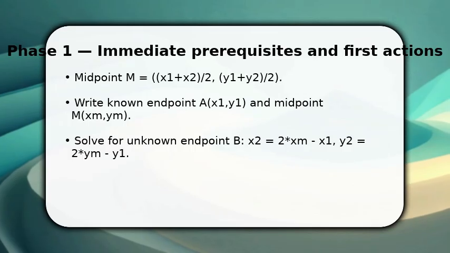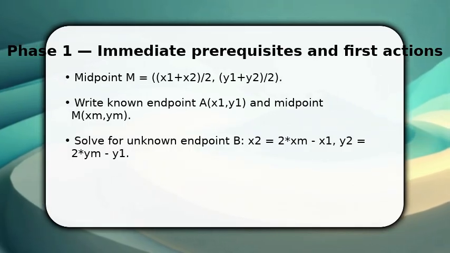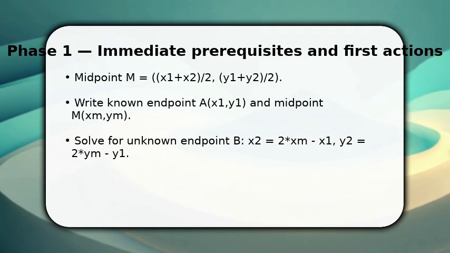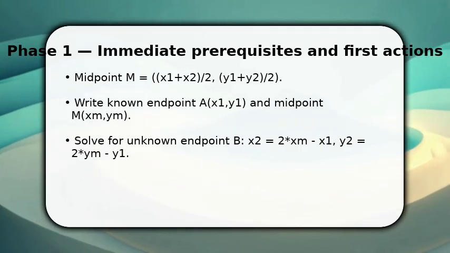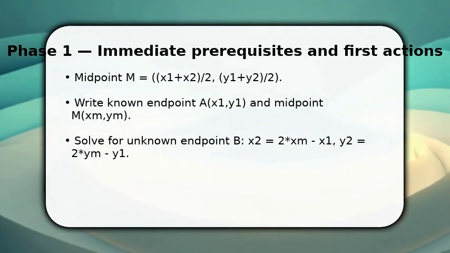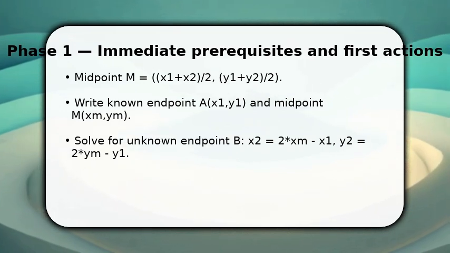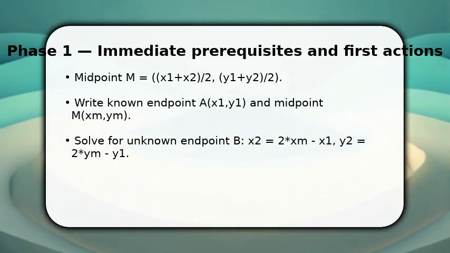This gives you x2 equals 2 times xm minus x1 and y2 equals 2 times ym minus y1. Say the relations out loud as you write them to avoid sign slips, and keep track of positives versus negatives.